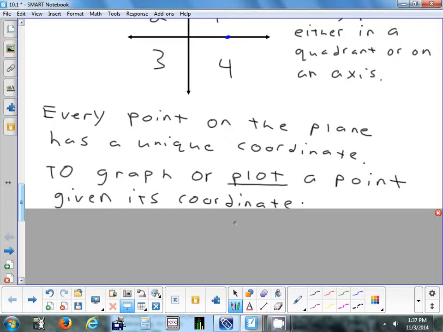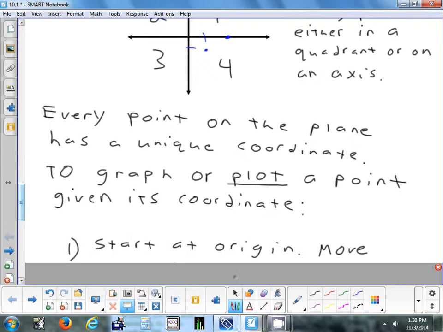Okay, so every point on the plane has a unique coordinate. All right, so the idea is if you want to get to a specific coordinate, let's say you wanted to go right 1 and down 1, there's only one way to get to that point. There's a certain coordinate you could write down that would represent that spot, and there's only one coordinate. Each point that you put on a graph has a unique way to get to it.